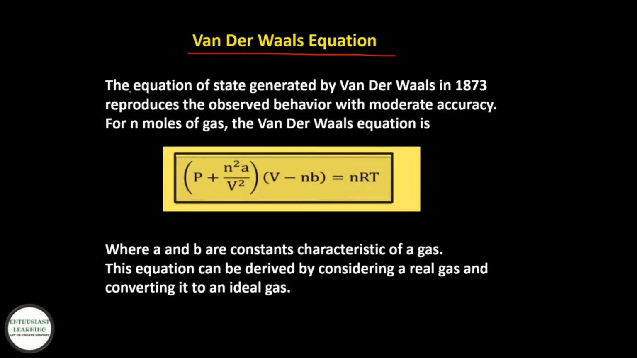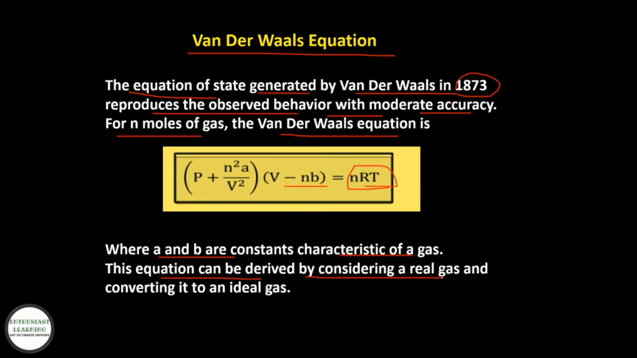Now van der Waals equation. The equation of state generated by van der Waals in 1873 reproduces the observed behavior with moderate accuracy. For n moles of gas, the van der Waals equation is (P plus n square a by V square) into (V minus nb), which is equal to nRT, where a and b are constants characteristic of a gas. This equation can be derived by considering a real gas and converting it into an ideal gas.